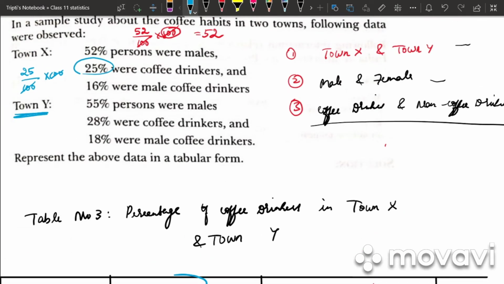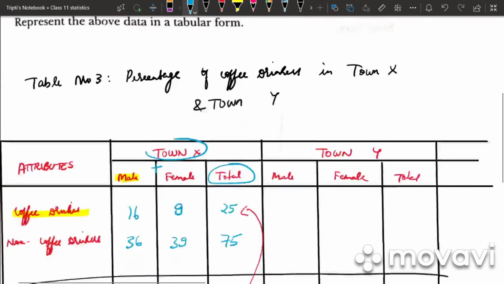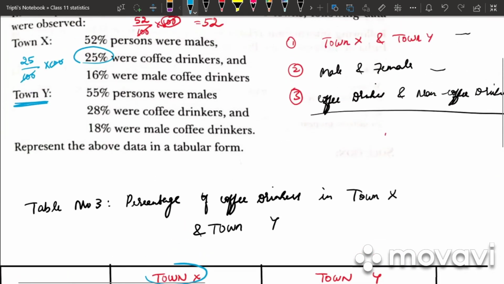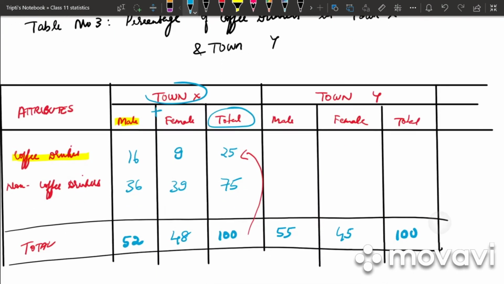Next, let's go on to town Y. 55 persons were male. So town Y, under the male column, total is 55. So how much will be female? 100 minus 55, that is 45. Then they have given us 28 percent were coffee drinkers. So 28 is coffee drinkers. So non-coffee will be 100 minus 28, that is 72.